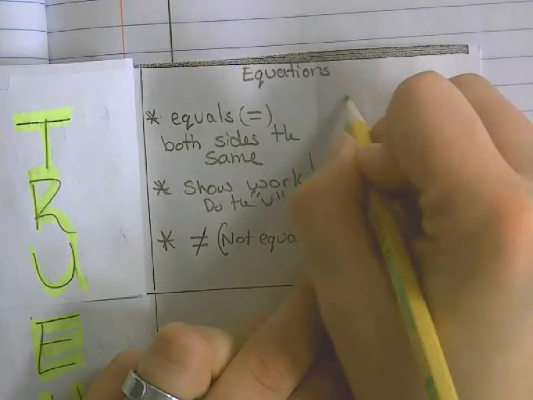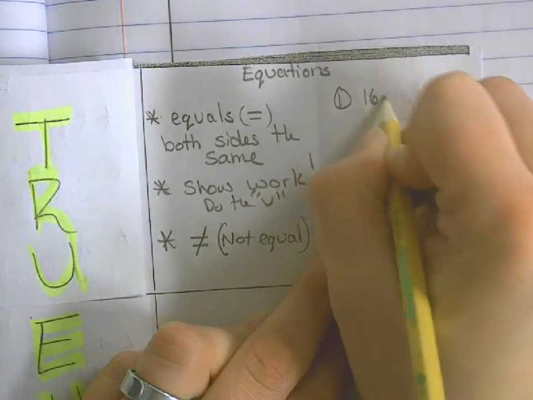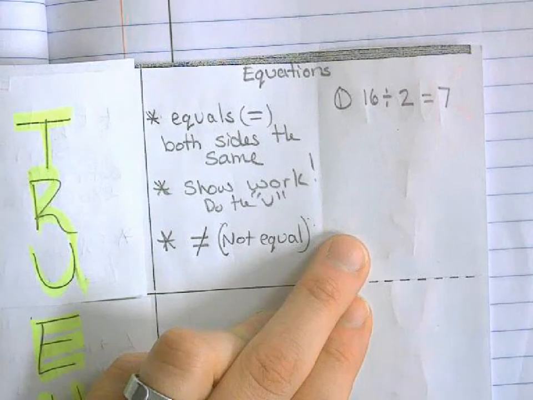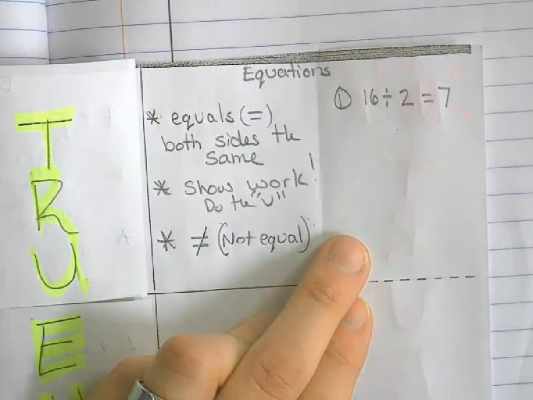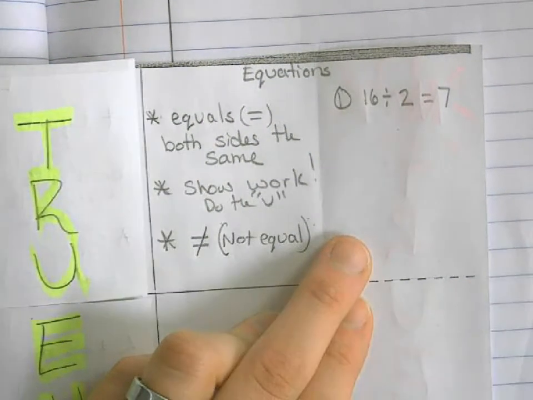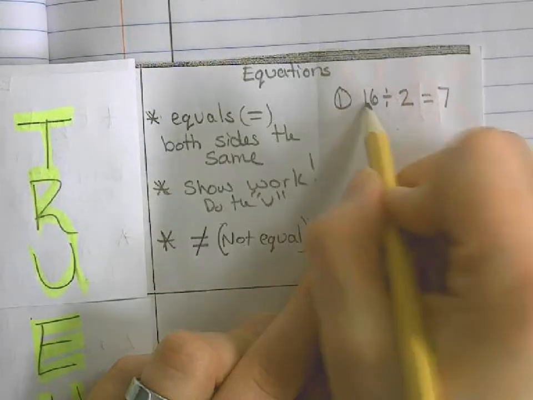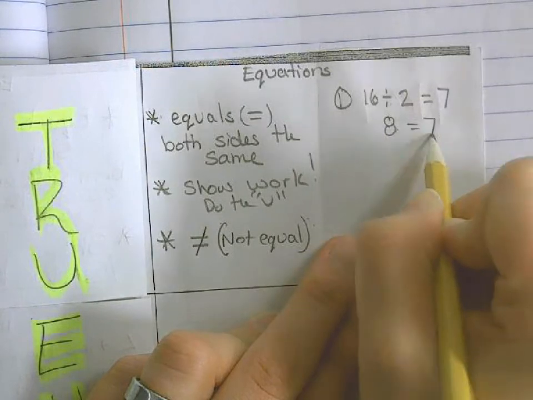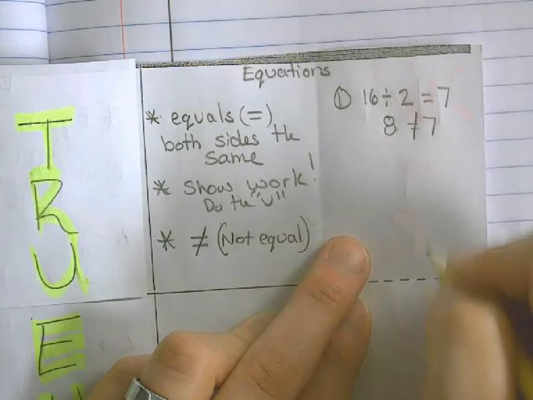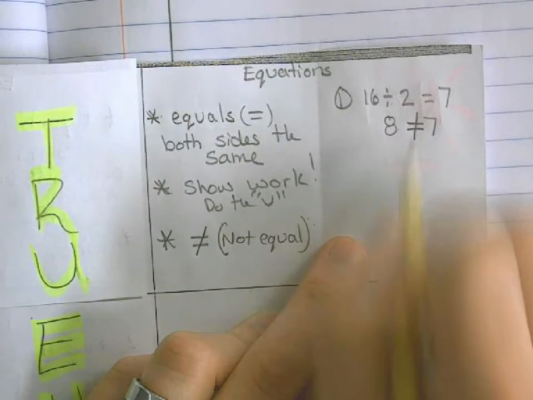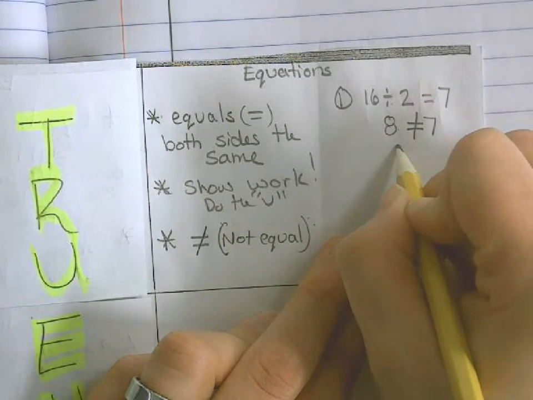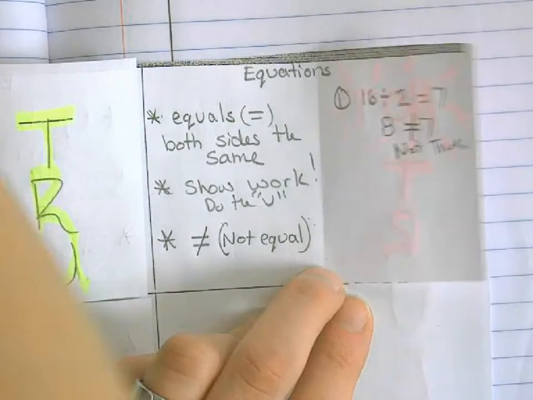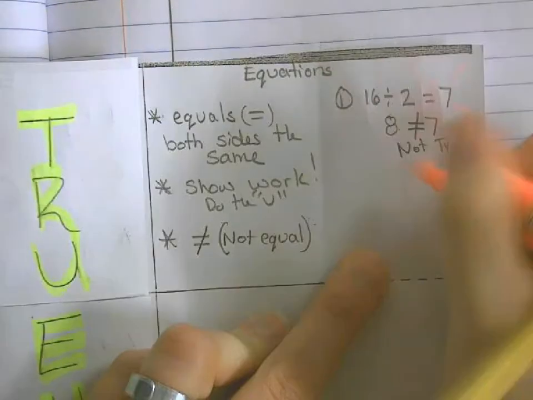Okay? So let's take an example of this. Let's say we have 16 divided by 2 equals 7. Now, I know a lot of you are going, Mrs. Johnson, I can do that in my head. I don't need to show the work. But again, you do need to show your work. That's the proof. 16 divided by 2 is 8. 8 equals 7. That is not true. So you can put a line through that equal sign to say that it's not true. You can, if you want, also say not true. Those ones are not true.